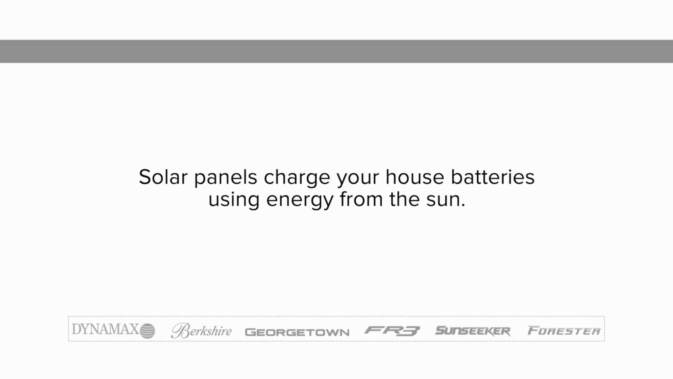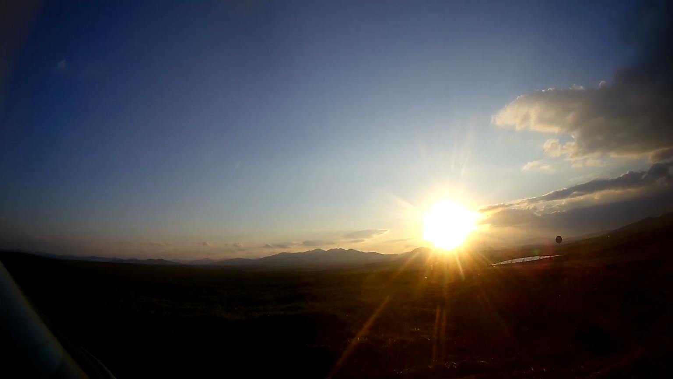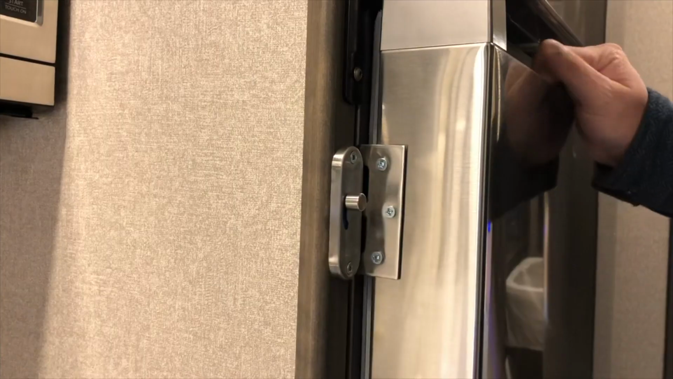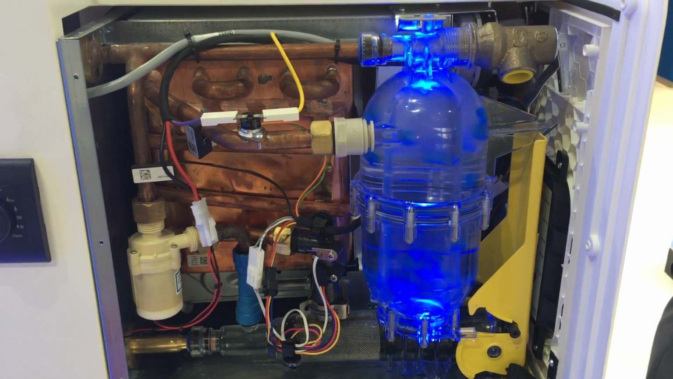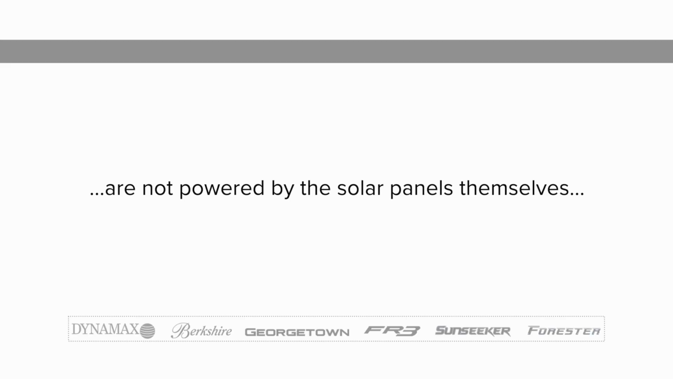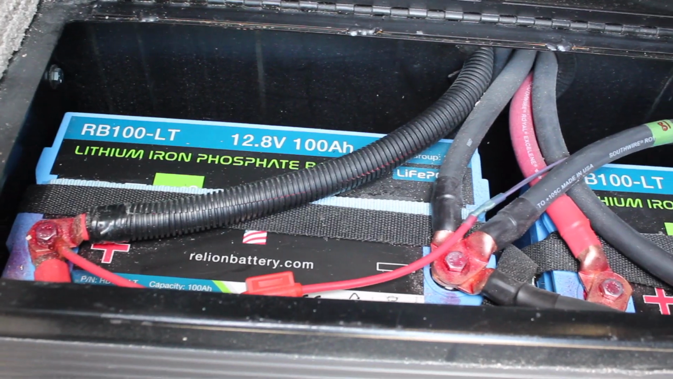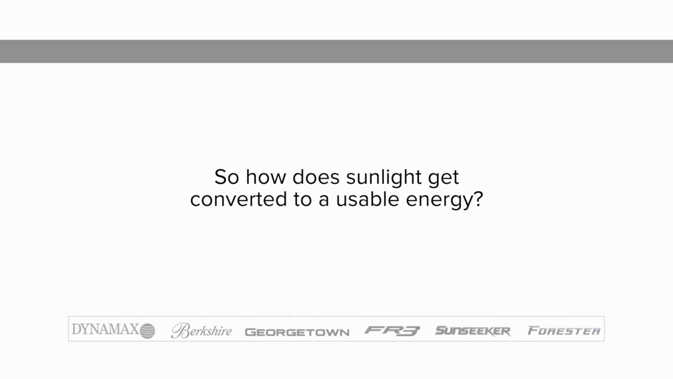Simply put, the only thing that solar panels do is charge your house batteries using energy from the sun. Components and utilities in your RV, like your air conditioners, TVs, refrigerator, hot water heater, etc., are not powered by the solar panels themselves, but rather by shore power if plugged into a power source, your generator, or the house batteries. So how does sunlight get converted to usable energy?